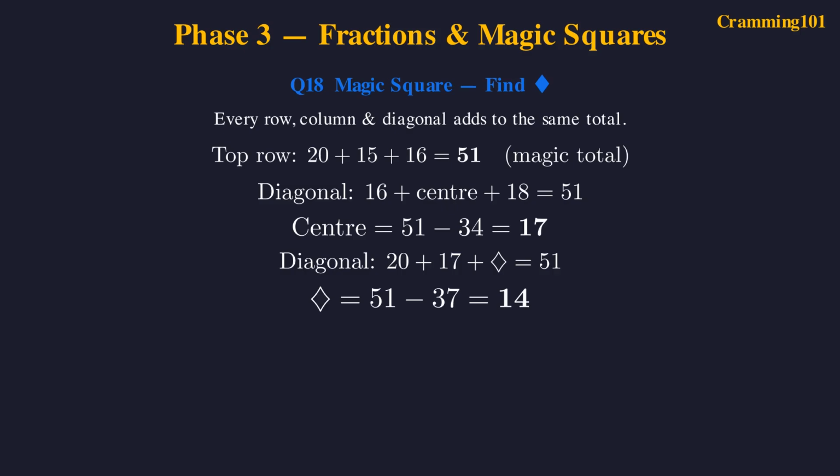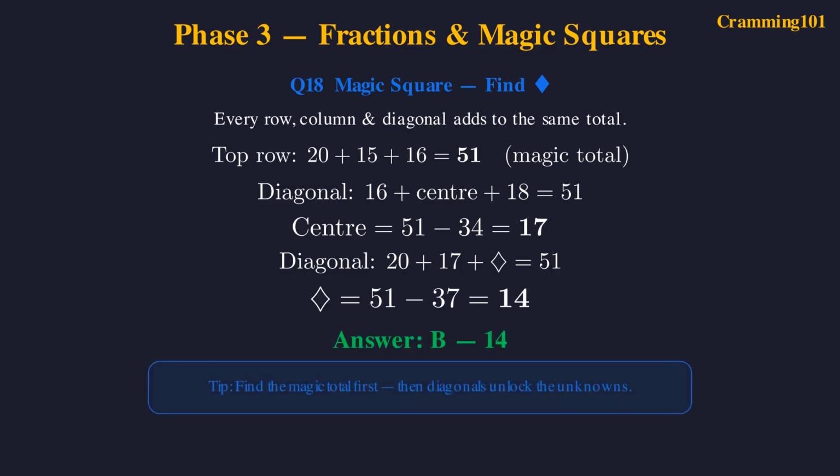Exam tip. In magic squares, your first mission is to find the magic total. Once you have that, the unknown numbers start falling into place. It is less magic and more organized detective work.